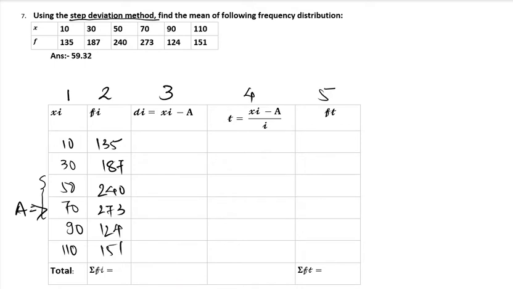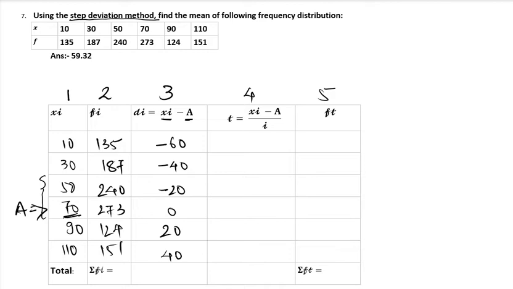Okay, so we are going to take 70 as our assumed mean. Now we have to find the deviations. Deviation is xi minus a. So what is 10 minus 70? Directly I am going to write just the answer. 10 minus 70, not 70 minus 10, because we have xi minus a, observation minus assumed mean. So 10 minus 70 is minus 60, 30 minus 70 is minus 40, 50 minus 70 is minus 20, 70 minus 70 is 0, 90 minus 70 is 20, and 110 minus 70 is 40.